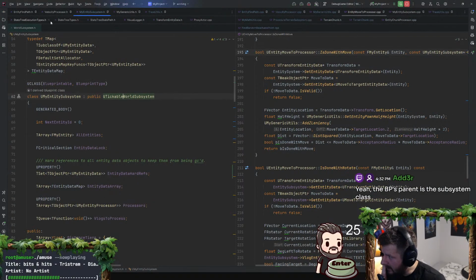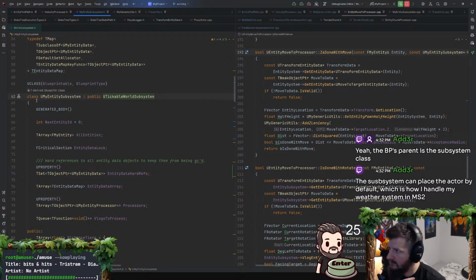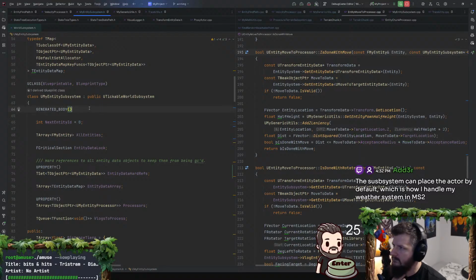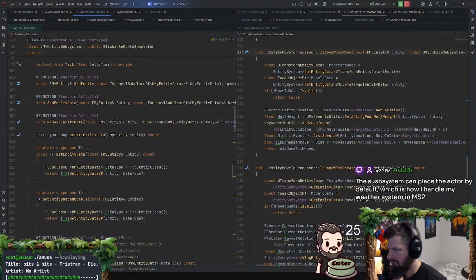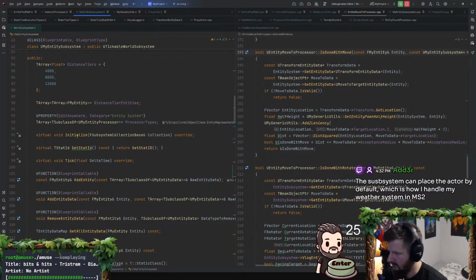I might as well just add it on my existing one, because I don't want to have to put one of those in every level, every test level, when the entity spawner should already be there. The blueprints parent is, well, yeah, I get how blueprints and C++ connect together. The subsystem can place the actor by default. What, on begin play or something? Okay, that's not bad. Or on initialize rather.